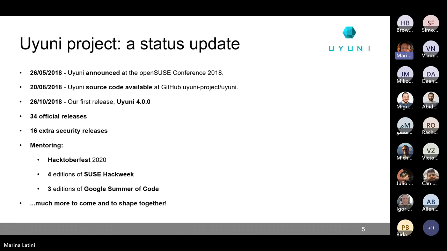So we had Uyuni part of the Oktoberfest in 2020. Then we had projects across four SUSE Academic editions. And this is the third year that we are participating in the Google Summer of Code. Of course, this is just a short summary of what happened. We can really build much more all together. So the future is just ours, and it's definitely something that we can draw together.